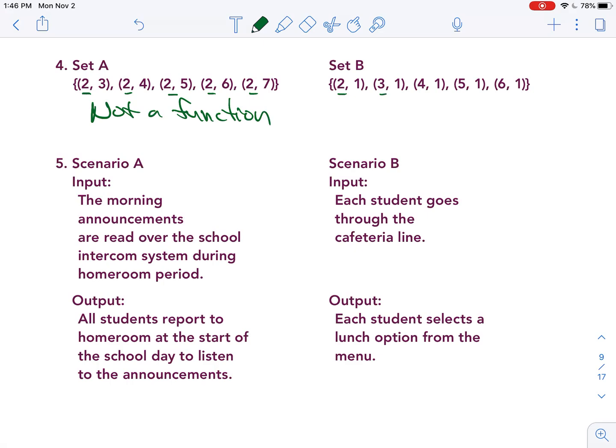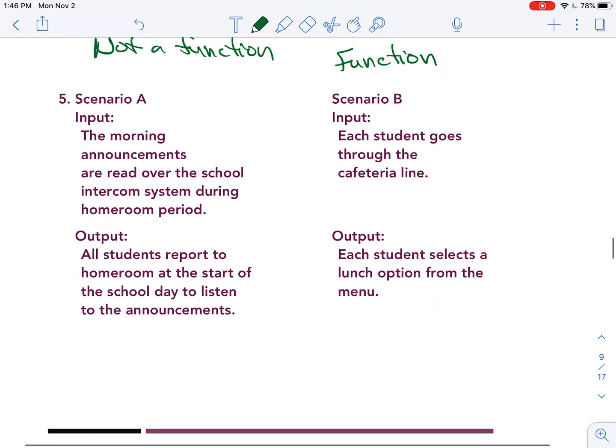Let's look over here. We have 2, 3, 4, 5, 6. Did any of the y or the x values repeat themselves? No. The input did not repeat itself. So that means that this is a function.